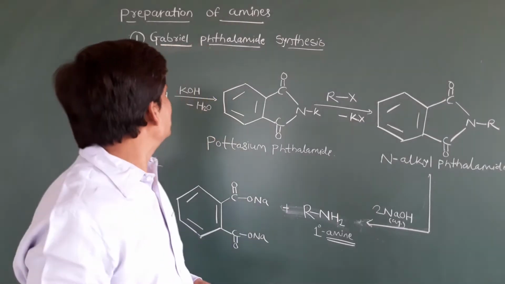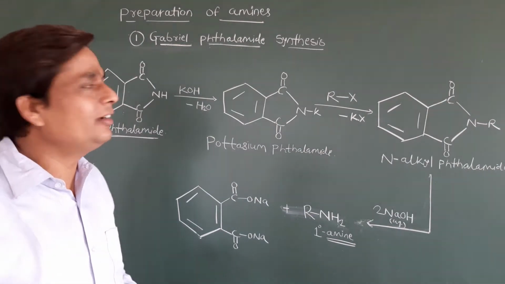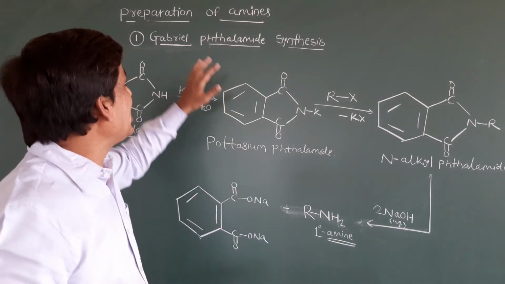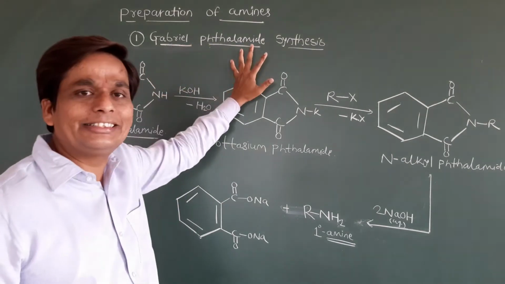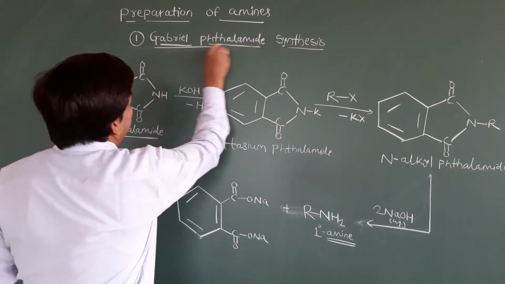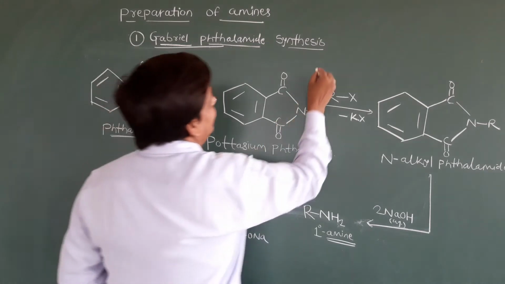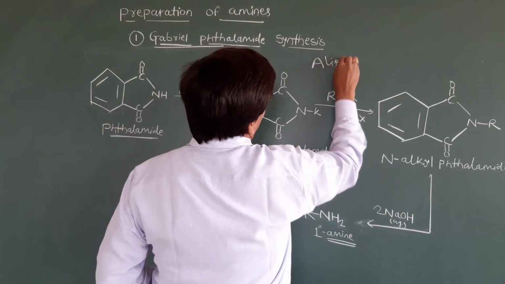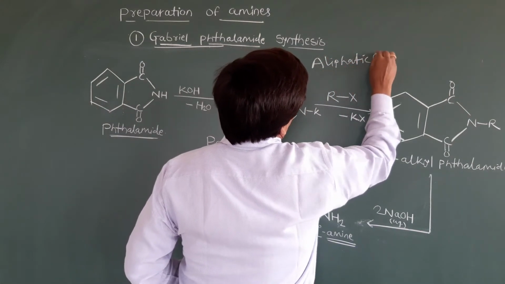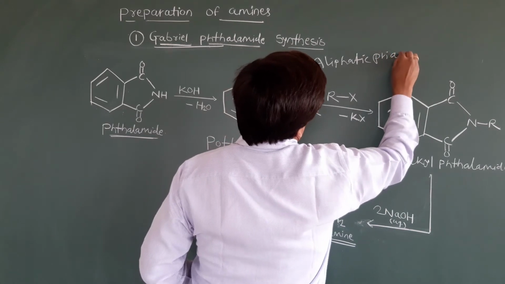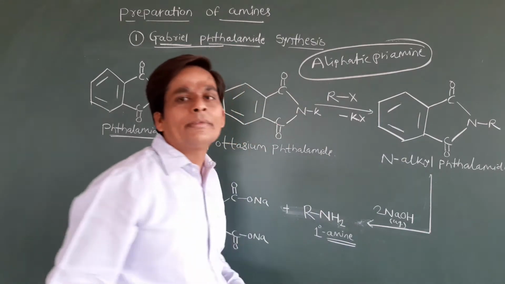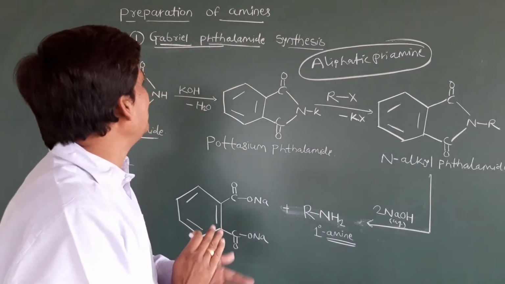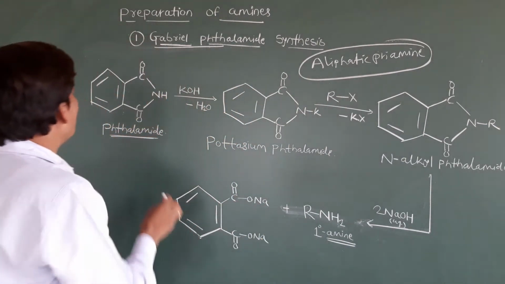Okay students, now we will discuss another very important method to prepare amines, that is the Gabriel phthalimide synthesis. Okay students, just see the Gabriel phthalimide synthesis. By using this process we can prepare only aliphatic primary amine, not aromatic amine. So by using this process we can prepare only aliphatic primary amine. Remember, by using the phthalimide.